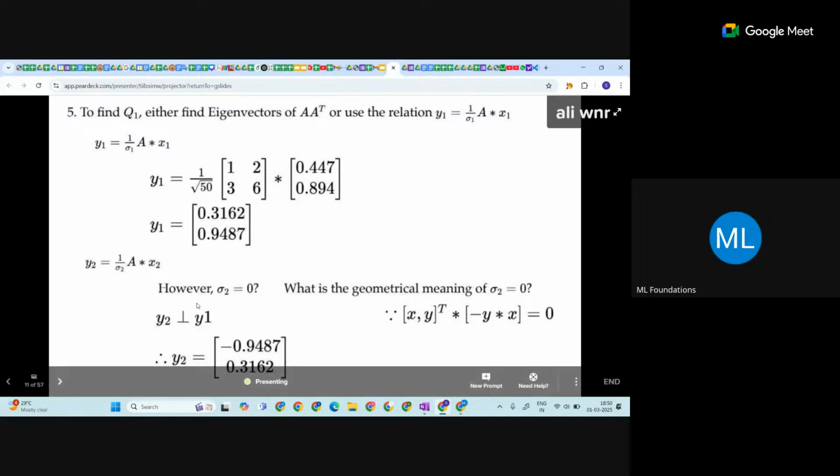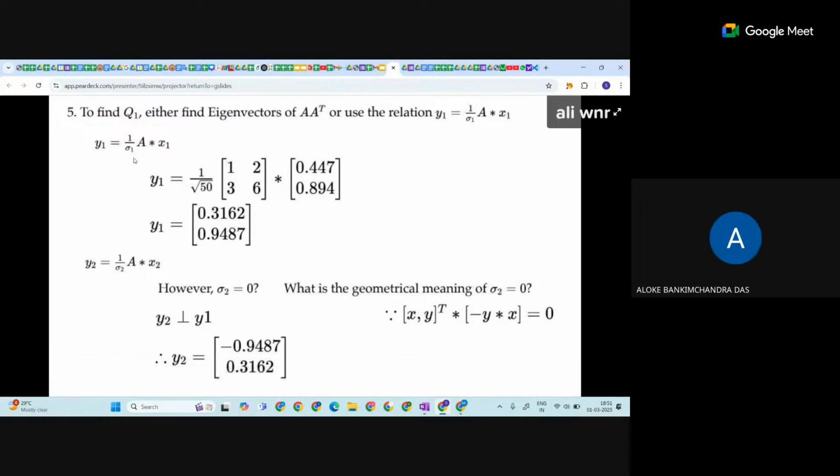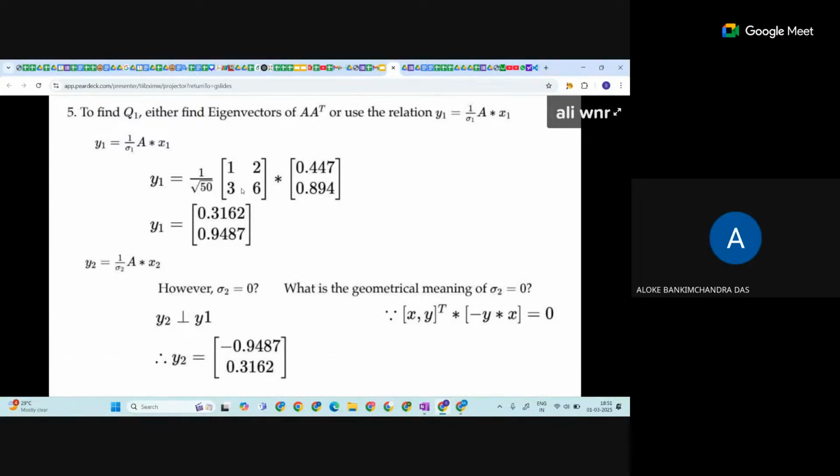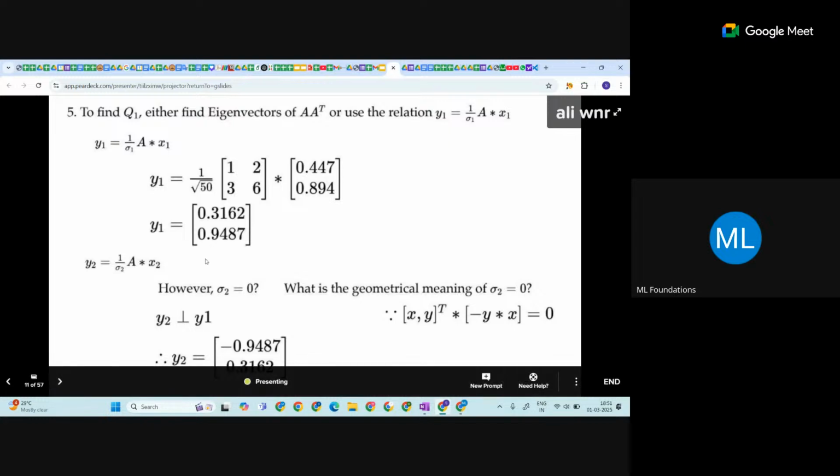For 0 there is a problem. We cannot use this formula, because how will we do 1 upon 0? That is undefined. Initially A was given as 1, 2, 3, 6; the other matrix was the transpose. So this is what you will get.